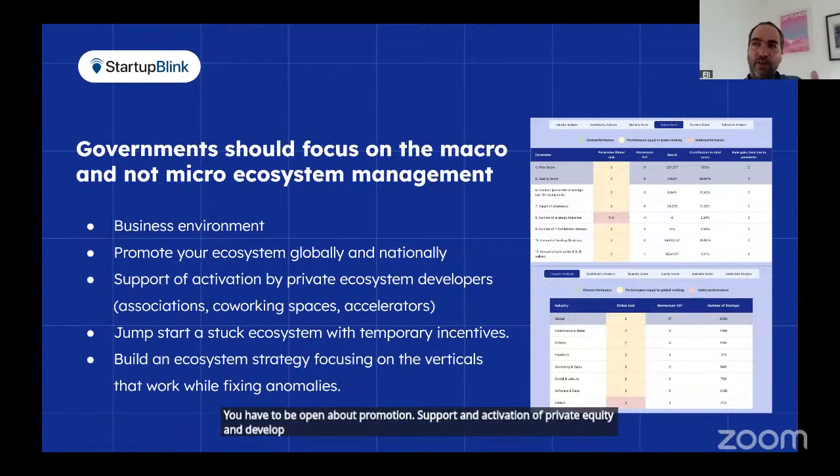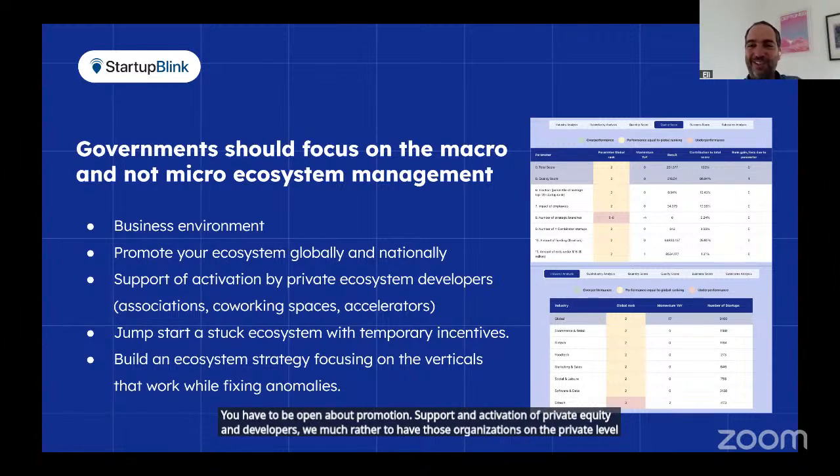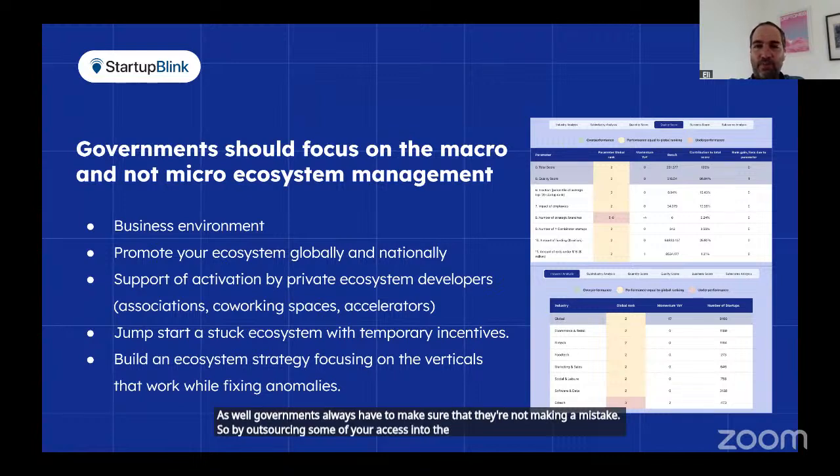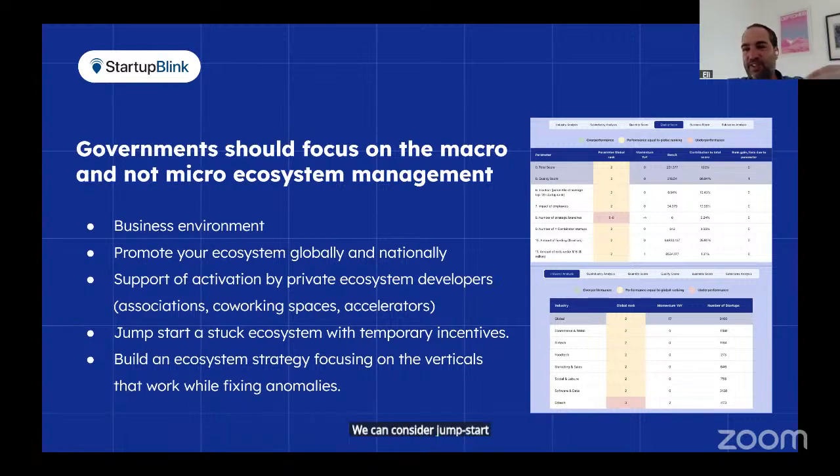We would much rather have those organizations on the private level run things and do the activities than the government. They're well suited to it. They can run faster as well. Governments always have to make sure that they're not making a mistake. So outsourcing some of your ecosystem to the private sector ecosystem developers is a great move. And sometimes your ecosystem is very much stuck. Only in those cases can we consider jump-starting the ecosystems with incentives and grants, but usually you want to avoid it.